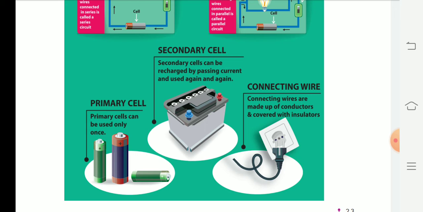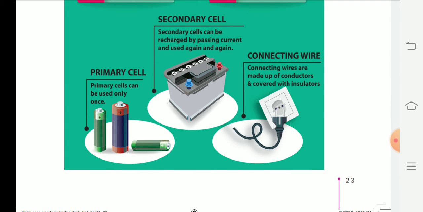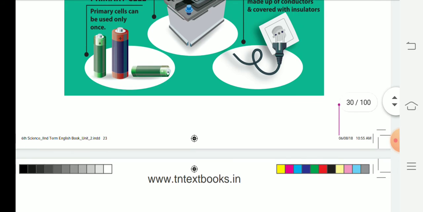The primary cell cannot be what? It cannot be recharged. It is for one-time use only, after which we throw out the primary cell. But a secondary cell, again and again you pass the current and charge it, so we use it more times. Okay, next one, connecting wires. Connecting wires are made up of conductors and covered with insulators because of safety for us.